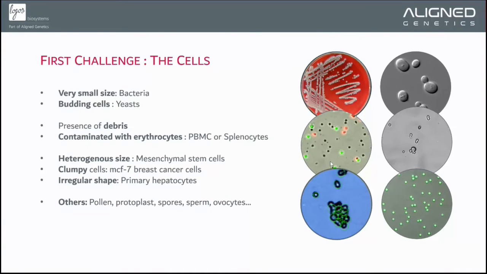Also, in the same sample, you can have cells with different sizes, and that's the case for MSC cells. Or you can have clusters or different shapes. And maybe you're interested in counting other kinds of cells like pollen, protoplasts, spores, sperm, oocytes, microalgae, or parasites. So the diversity of the cells is the first challenge to face.